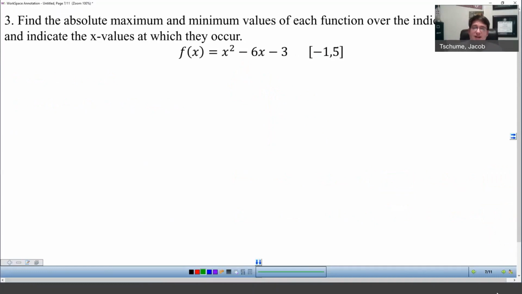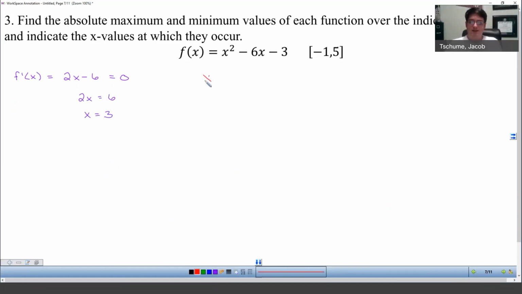So I made up a variety of different questions we can answer here, so let's work through a bunch of these. So number 3, same instructions. I want you to work with f of x equals x squared minus 6x minus 3 on the interval -1 to 5. So first thing I'm going to do is I need to find the derivative of my function. So that's f prime of x. That will be 2x minus 6. And I'm going to set that equal to 0 to find the critical values. If I add the 6 over to the right, that is 2x equals 6. And if I divide both sides by 2, that is x equals 3.